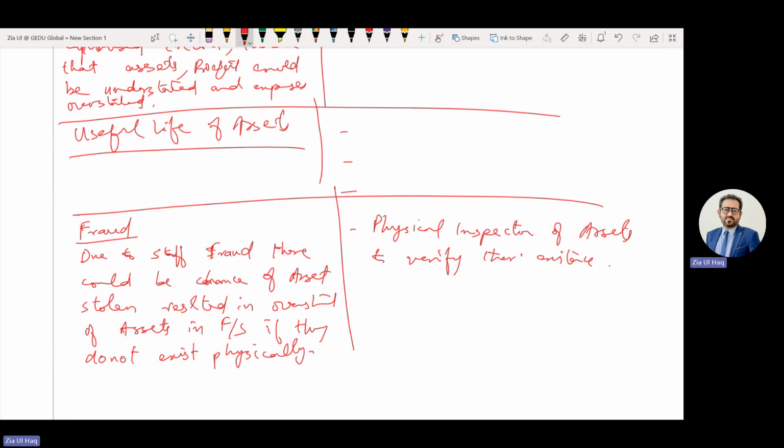And there is a fraud. What will be our audit response? Auditor should increase its fraud risk factor and revise audit plan.